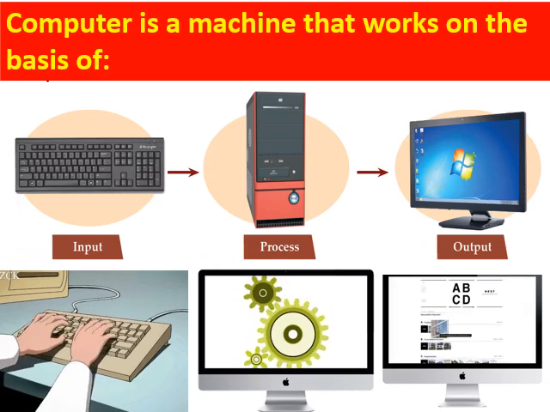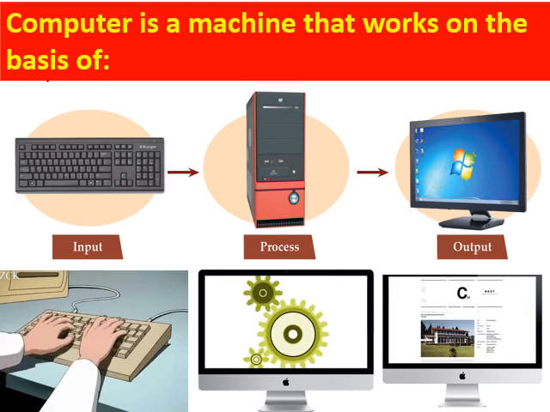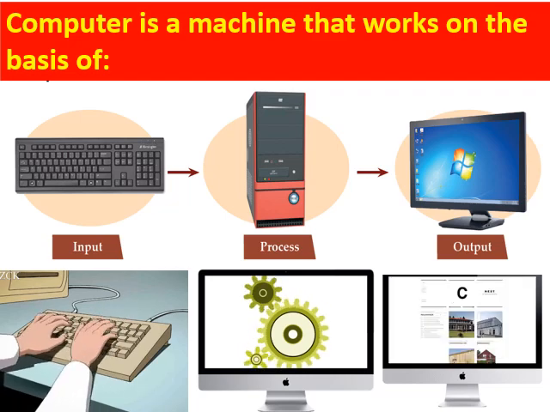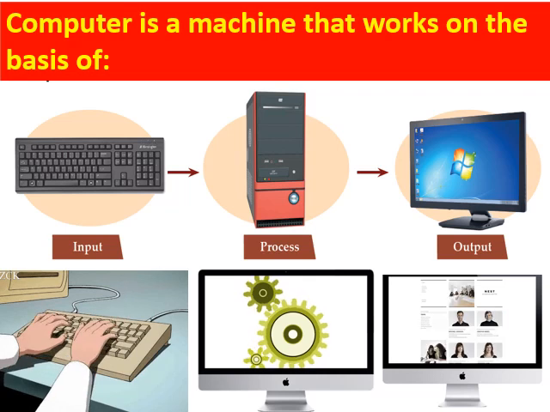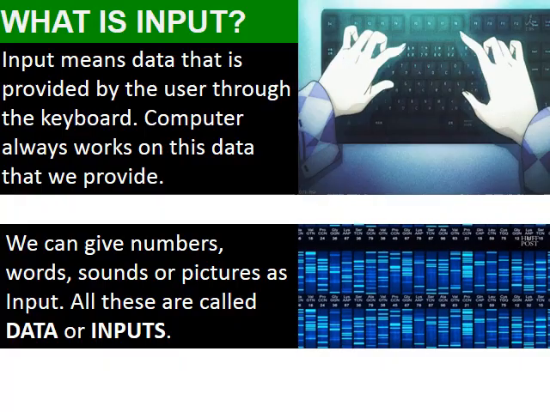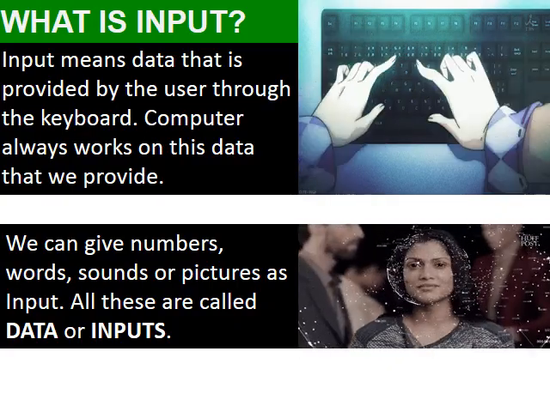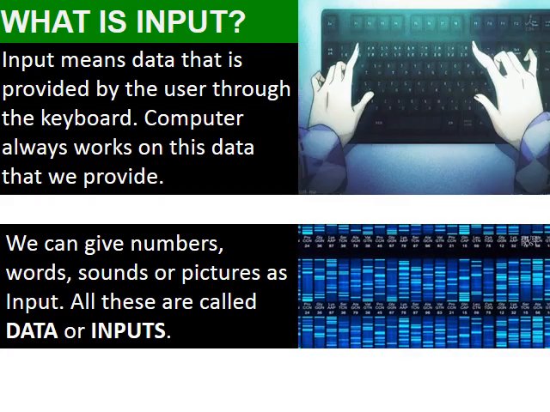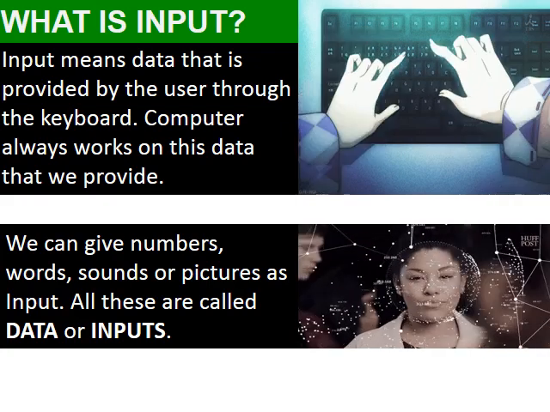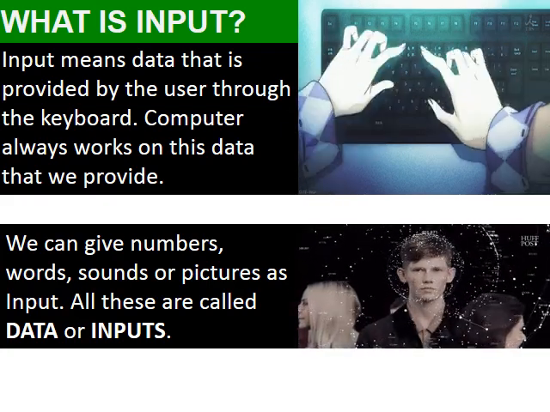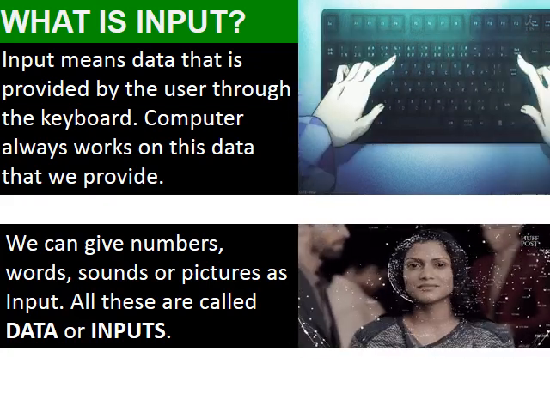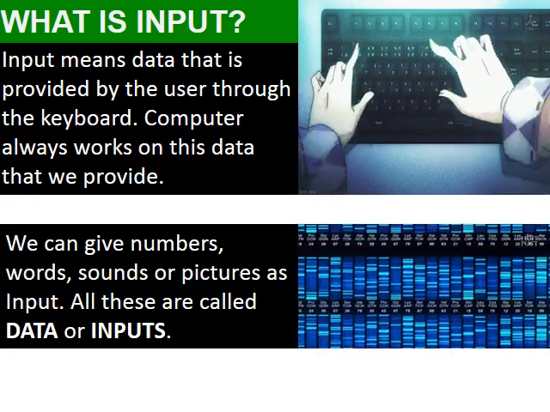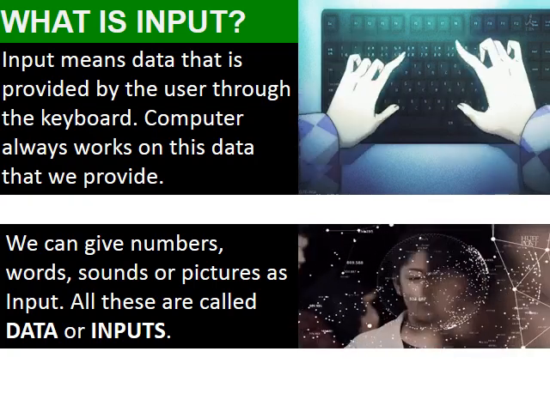Computer is a machine that works on the basis of keyboard, that is our input, CPU, that is a process, and monitor, that is our output. What is input? Input means data is provided by the user through the keyboard. Computer always works on this data that we provide. We can give numbers, words, sound or pictures as input. All these are called data or inputs.